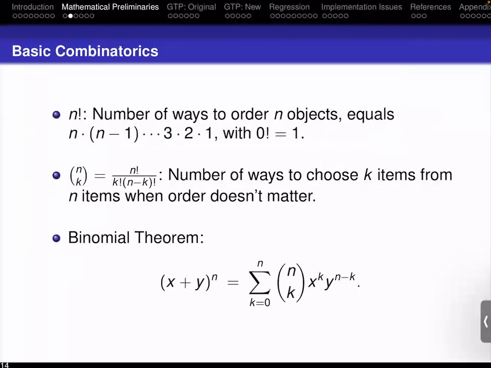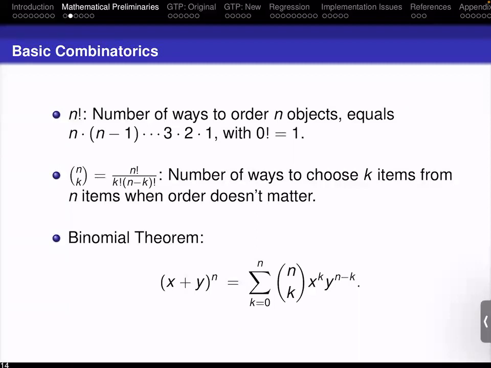All right, so mathematical preliminaries. So n factorial is the number of ways to order n objects when order matters. And we define 0 factorial to be 1. So we say that there's one way to do nothing. If I have 3 objects, how many ways are there to order 3? I have 3 choices for the first, times 2 then for the second, times 1 for the third.